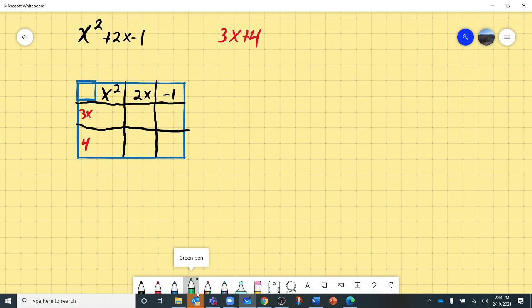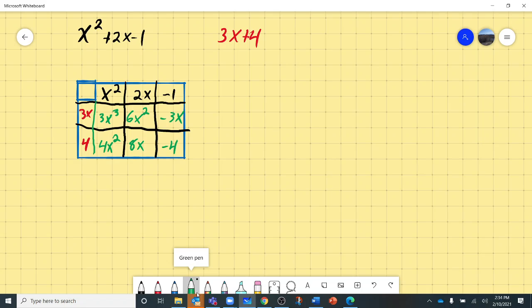So 3x times x squared is 3x cubed. Remember your properties of exponents. 3x times 2x is 6x squared. And 3x times negative 1 is negative 3x. 4 times x squared is 4x squared. 4 times 2x is 8x. And 4 times negative 1 is negative 4.